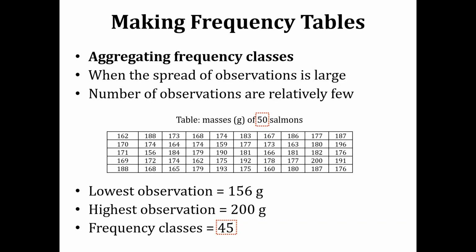And many of those rows would be empty because the number of observations is only 50. So not just is that table going to be a huge table, but it is also going to be less informative, because there will be many values missing from that table. So what we should do when we have a relatively small number of observations and a large spread of observations is aggregate the frequency classes.